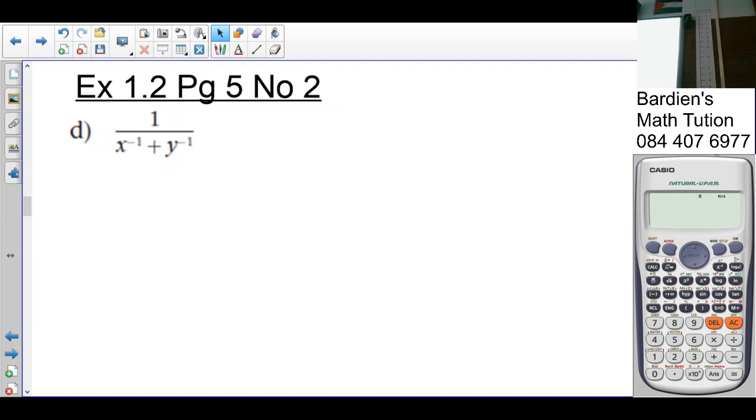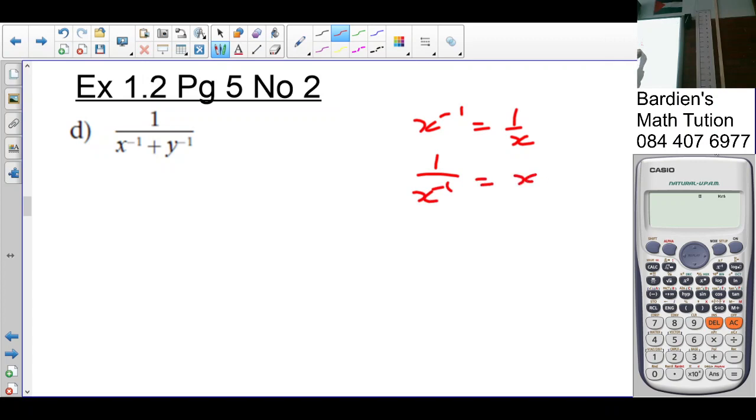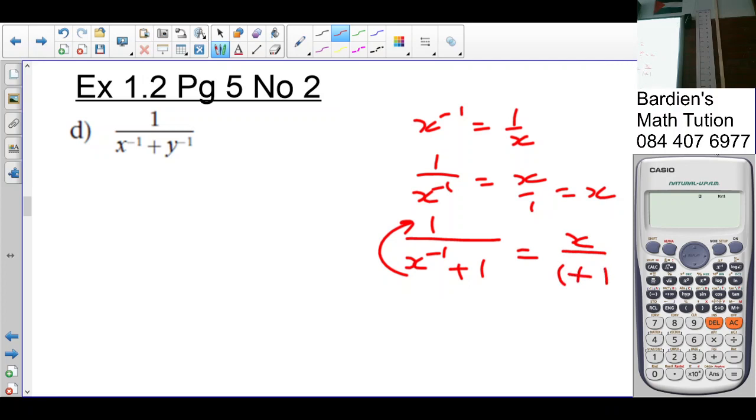We take 1 over it, over the number. That's all. Make the exponent positive. So we say that if you got x to the minus 1, that's 1 over x. If you got 1 over x to the minus 1, that is x over 1, which is x. But is 1 over x to the minus 1 plus 1 equal to x over 1 plus 1? No. There is a plus or minus between that. We can't apply that. Not so?